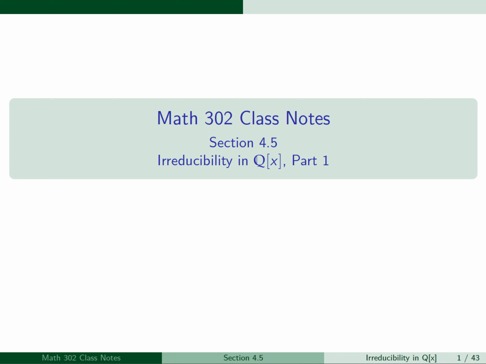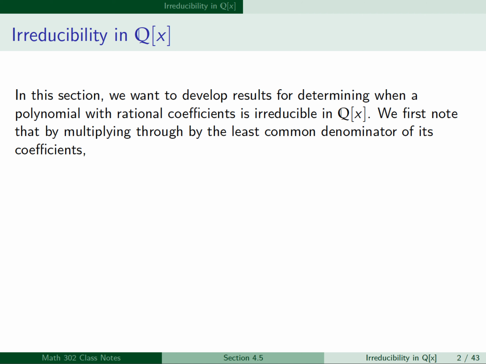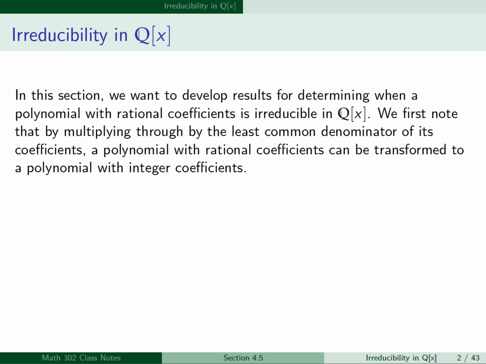This is the lecture for the first part of section 4.5, Irreducibility in Q[x]. In this section, we want to develop results for determining when a polynomial with rational coefficients is irreducible in Q[x]. We first note that by multiplying through by the least common denominator of its coefficients, a polynomial with rational coefficients can be transformed to a polynomial with integer coefficients.